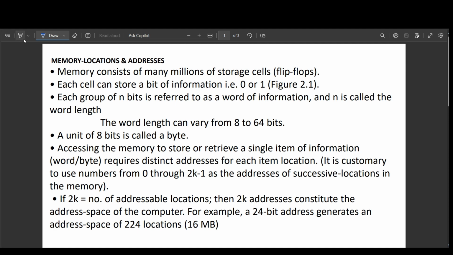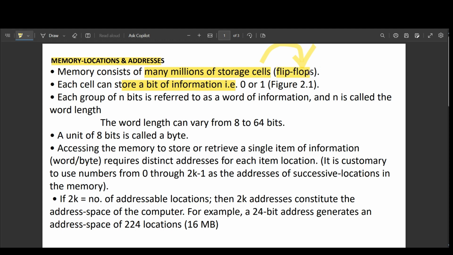So what is a memory? In my previous video I have told you all about memory. Just compare the memory to your brain so that it will be easy. But in terms of computer, memory consists of many millions of storage cells. A storage cell is nothing but a flip flop. It consists not of one or two, but many millions of storage cells. I'm stressing this part: many millions of storage cells is memory. So each cell can store a bit of information.